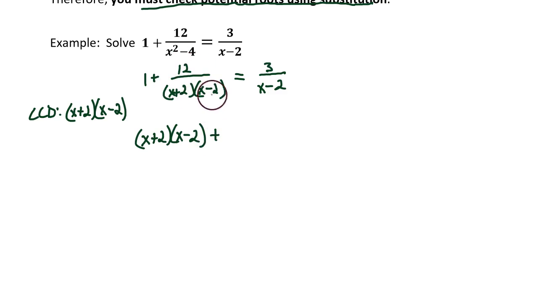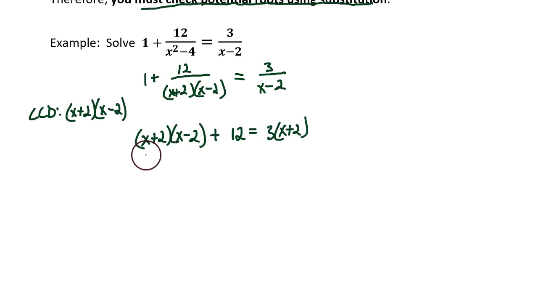Now this term here, when you multiply this one by the LCD, the x plus 2's will cancel and the x minus 2's will cancel. You'll get the 12. Now this term here, when you multiply it by the x plus 2 times x minus 2, do you notice that something's going to cancel? The x minus 2's will cancel. So what you have left over is 3 times x plus 2.